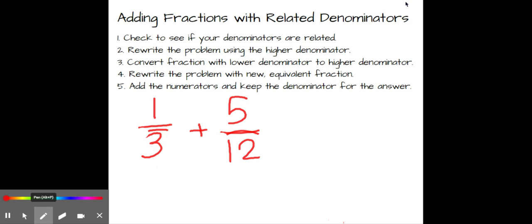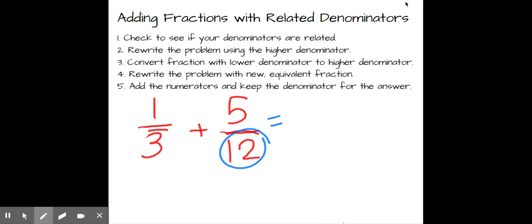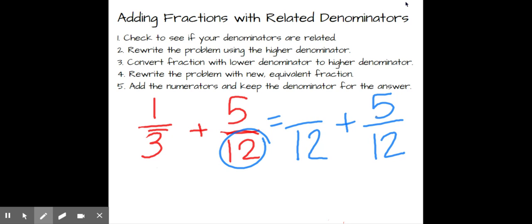Okay, so that was step number 1. Step number 2 is to rewrite the problem using the higher denominator. In this case, my higher denominator is the 12. So I'm going to rewrite, and I'm going to use 12 as the denominator. So I'm going to have a fraction that is 12ths plus a fraction that is 12ths. And I know that this fraction isn't going to change because it's already 5 twelfths, and 5 twelfths equals 5 twelfths.